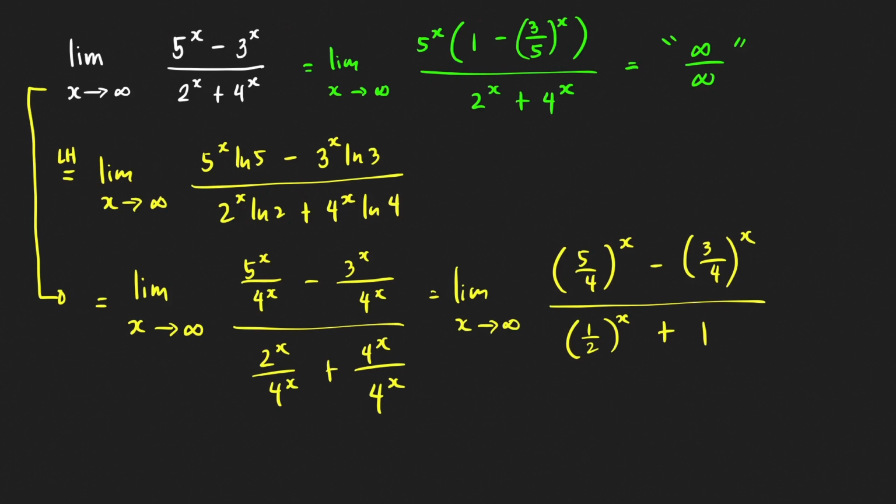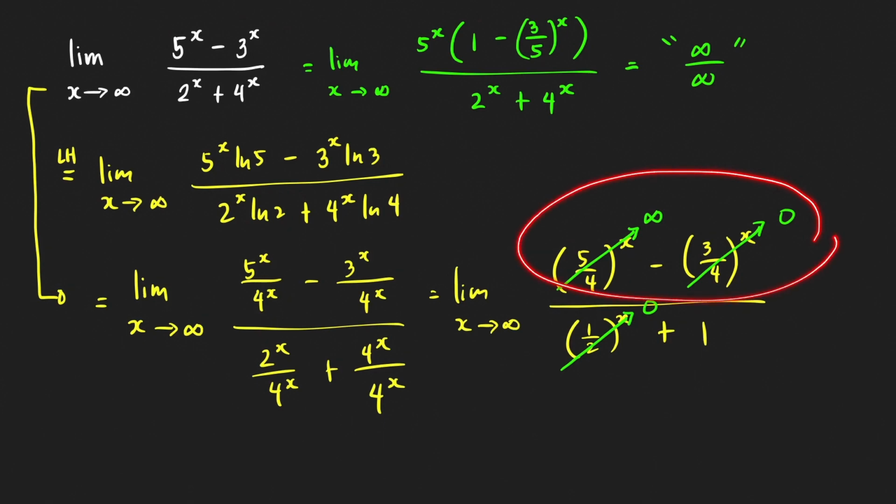So since the base of this exponential function is greater than 1, we know that it will go to infinity as x approaches infinity. Here, the base is less than 1, it will go to 0. And then again, base is less than 1 here, it will go to 0. Therefore, our numerator will approach infinity and our denominator will approach 1. So what's the limit? It's equal to infinity.